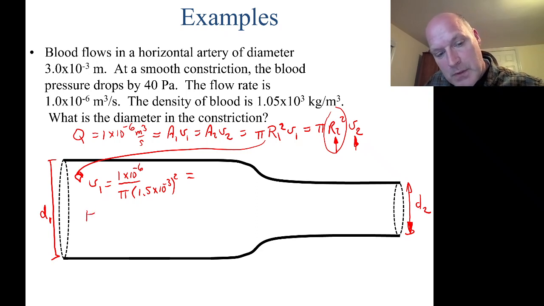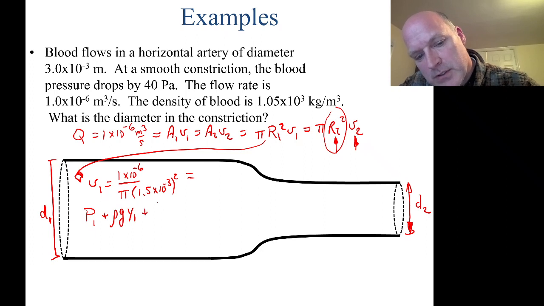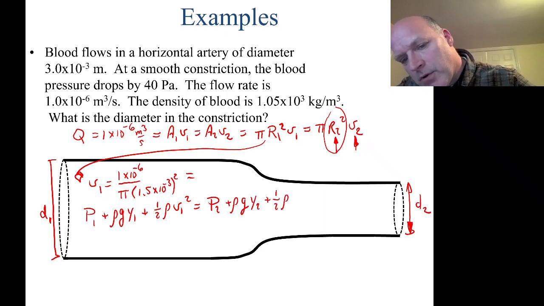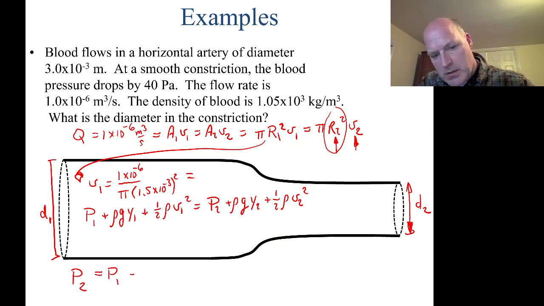Let's write this down. Pressure 1 plus rho g y1 plus 1/2 rho v1 squared is equal to pressure 2 plus rho g y2 plus 1/2 rho v2 squared. And they didn't give us the pressures, but they told us that pressure 2 is equal to pressure 1 minus 40. So we can plug those in.